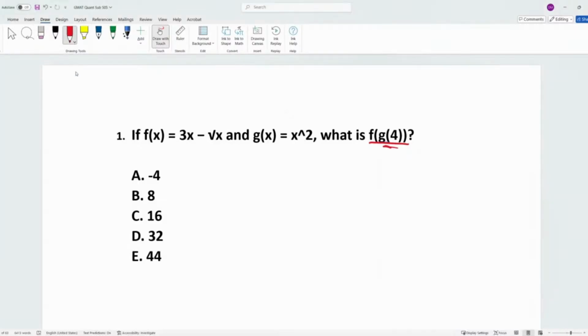Let me change the color like this. So f of x is equal to 3x minus square root of x. And then we have g of x, which is equal to x squared, like this. And they are telling us to find this value here. So we are going to start by finding g of 4.